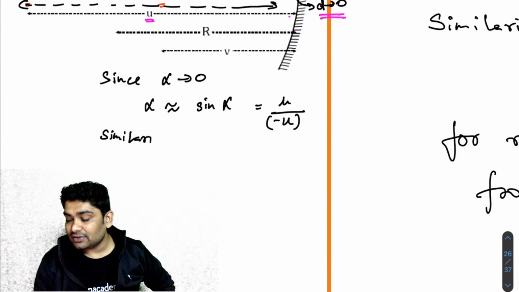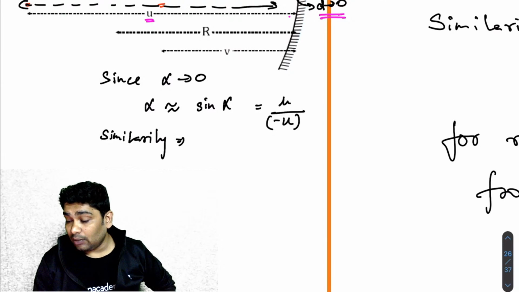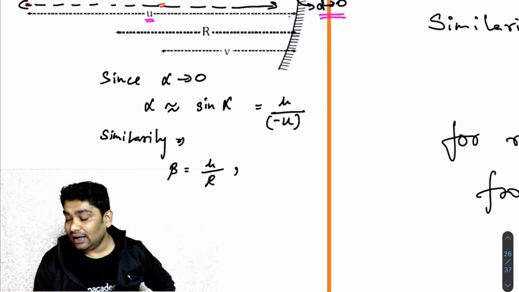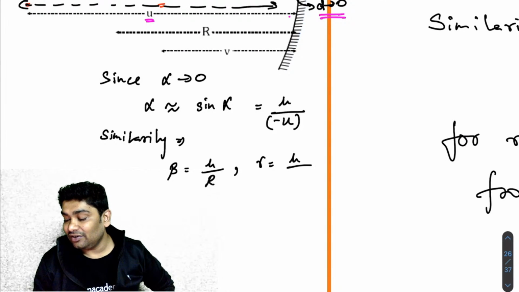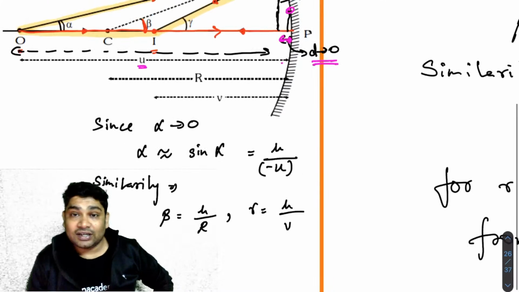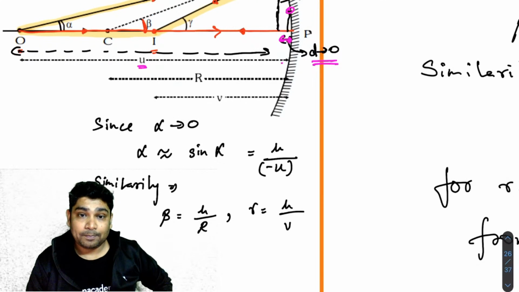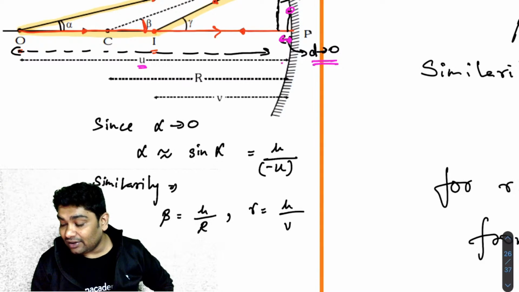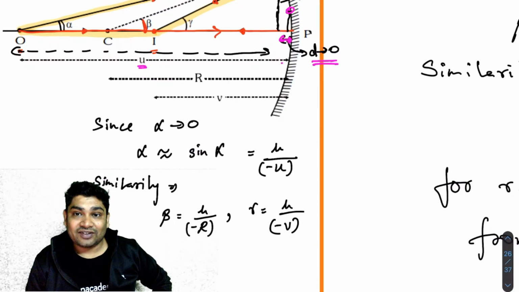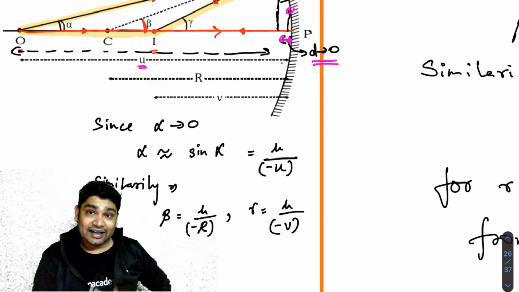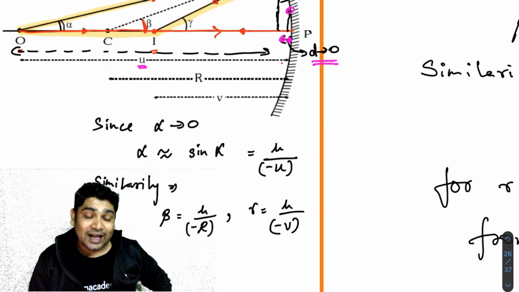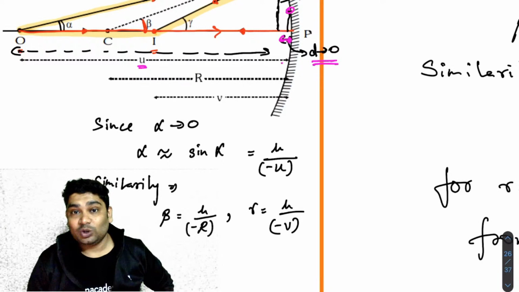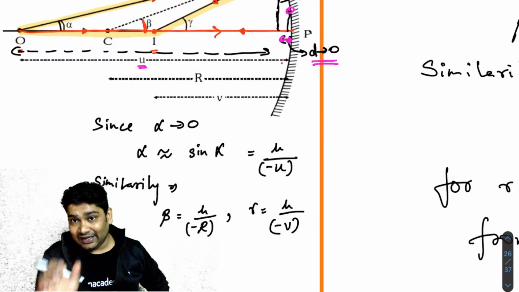Similarly, how about beta? Beta would be h over r, and gamma would be h over v, where v is called the distance of the image from the pole. Now, once I know all of these three things, again, I will have negative signs, because the radius of curvature and the v both are lying on the left hand side of the pole.